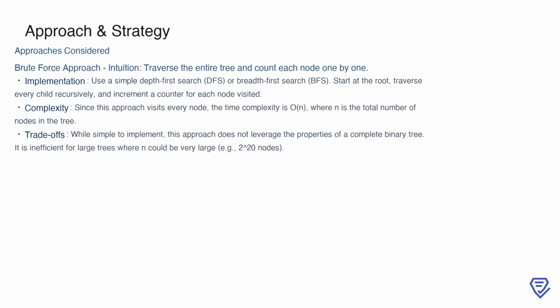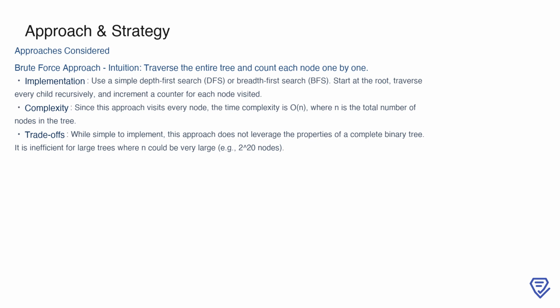To solve the problem of counting nodes in a complete binary tree, the brute force approach is one option we can consider. The intuition here is straightforward: traverse every single node in the tree and count them one by one. This can be achieved using a simple depth-first search or breadth-first search algorithm. Starting from the root, you recursively or iteratively visit every child node and increment a counter for each node you encounter.